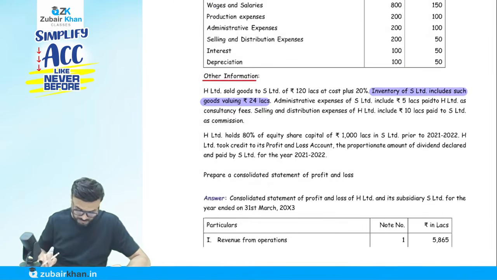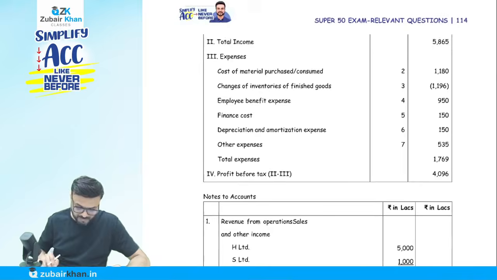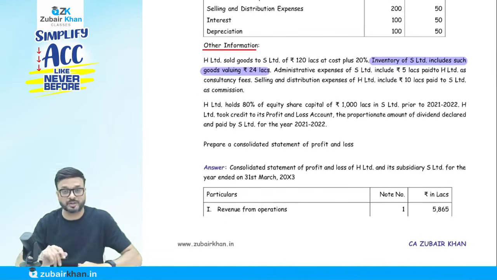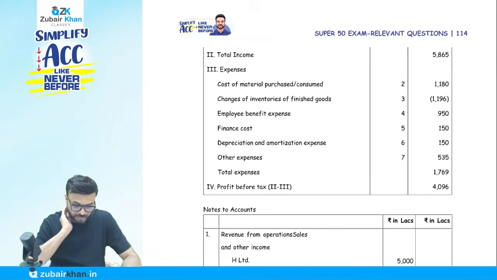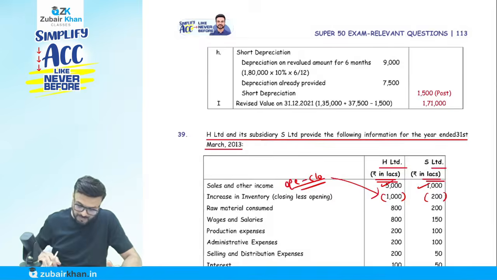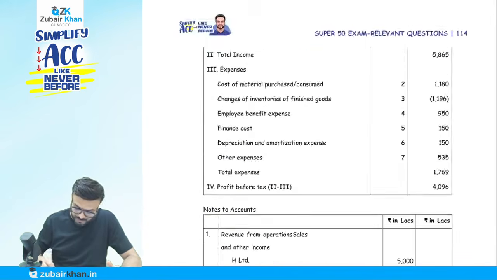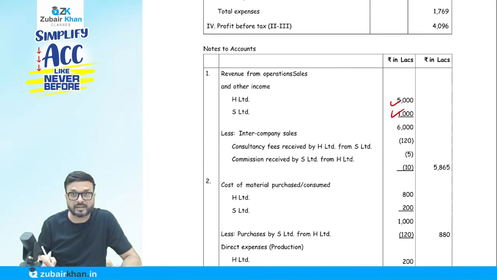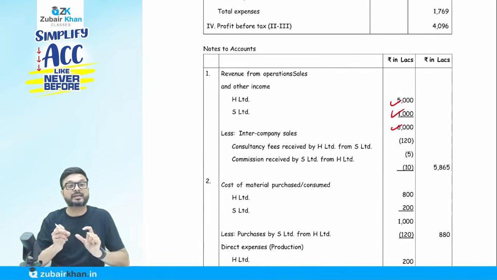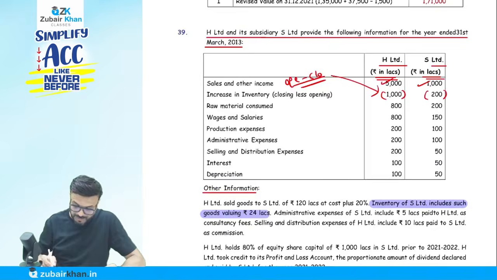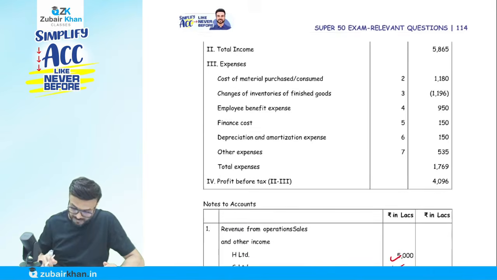5,000 and 1,000. You can see that in the notes to account they have first prepared it the same way we prepare in Schedule 3: revenue from operations, other income, cost of material consumed, change in inventory, employee benefit expense, finance cost, depreciation, other expense. Sales and other income is 5,000 and 1,000, total 6,000. There are some intercompany transactions that we have to eliminate. Change in inventory, opening minus closing, is negative 1,000 and 200.